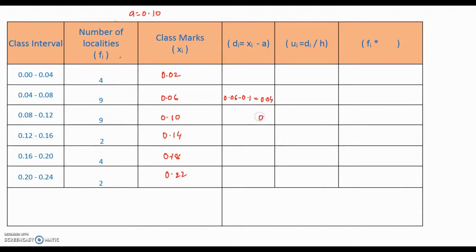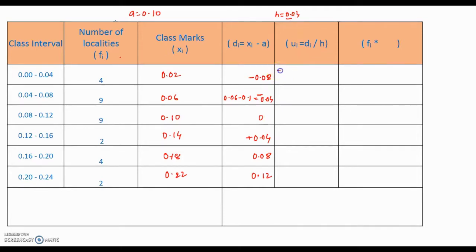minus 0.04, because 0.1 is greater. This will be plus 0.04. This will be 0.08, 0.12. This will be minus 0.08. Okay, now you see that 0.04 you can take as h, because that is the common multiple. So you divide by 0.04.